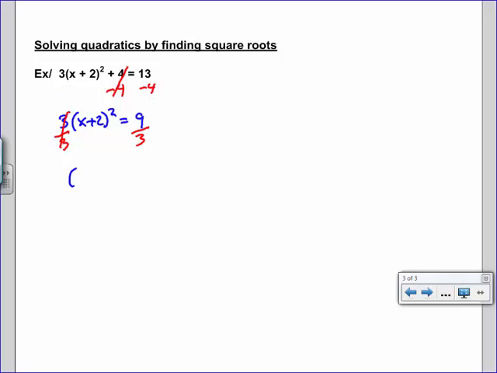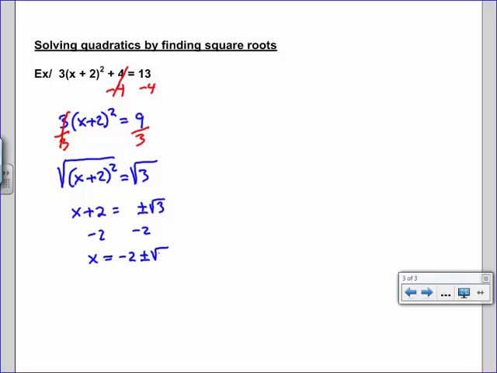You now have x plus 2 squared equals 3. Again, square root both sides. So the square root of x plus 2 squared is simply x plus 2 equals plus or minus the square root of 3. Subtract the 2 to get x by itself, and we have x equals negative 2 plus or minus the square root of 3. And that's it for this section.